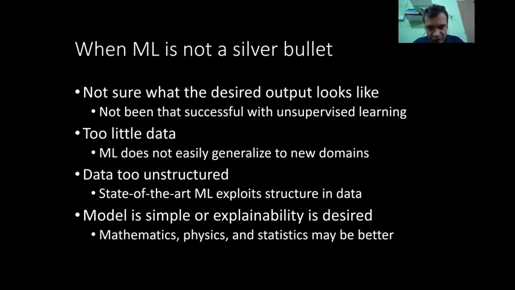So state of the art machine learning models exploit structure in the data. I'll come to this in a little bit. I'll show you what structure means. If your model is too simple or explainability is desired, then you're better off using something from statistics or mathematics or physics. I'll give you some specific examples.